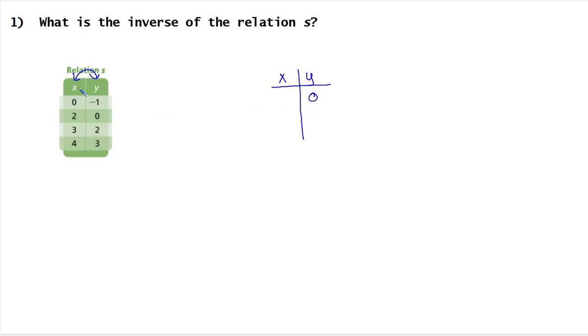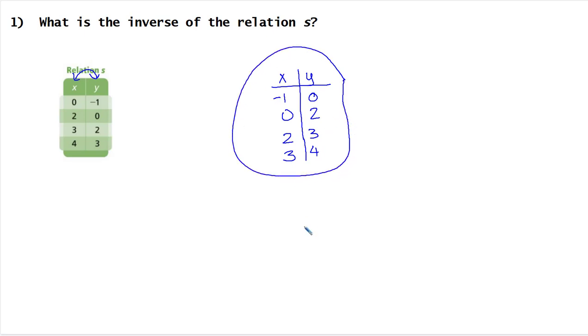So the original x's were 0, 2, 3, and 4. So the inverse is going to have those as the y's, and we're going to take the y values and put those as your x's. So it's going to become now -1, 0 instead of 0, -1. And so the x values are now -1, 0, 2, and then 3. When it's a table of values, it's a very simple process to get to the inverse.